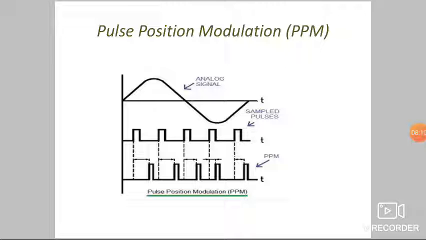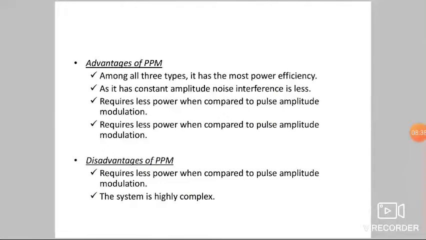The main advantage of pulse position modulation is that it requires constant transmitter power output, while the major disadvantage is that it depends upon the transmitter-receiver synchronization. Now the advantages of pulse position modulation. Among all three types, it is the most power efficient as it has constant amplitude, noise interference is less, and it requires less power when compared to pulse amplitude modulation.